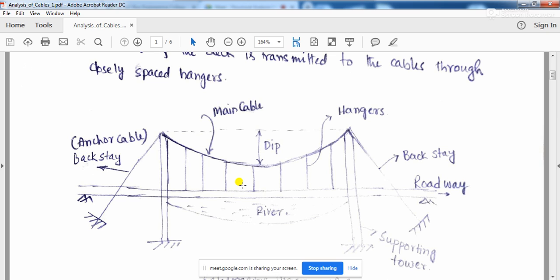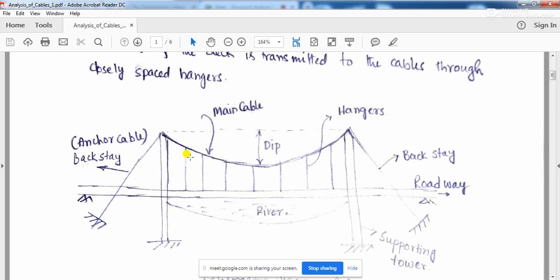The profile of the cable will be according to the distributed load which it supports, just like in a simply supported beam. In a simply supported beam supporting a UDL, the bending moment diagram basically looks like a parabola. The shape of the cable will also be like a parabola, because the cable will not be able to take any kind of bending. It will only resist the load by taking tension in itself, okay.